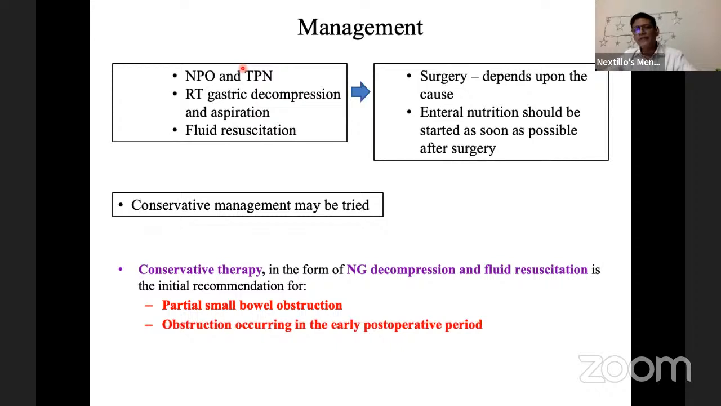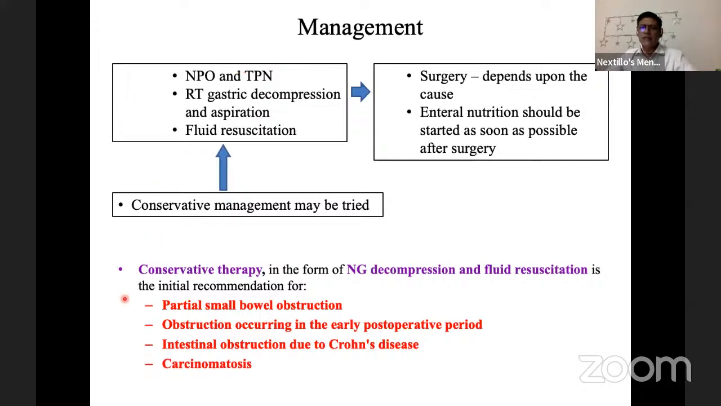We may try conservative management in intestinal obstruction due to Crohn's disease, and it may also be tried in intestinal obstruction due to carcinomatosis. So conservative therapy may be tried in a number of scenarios where, for a period of around 4 days to 1 week, we try non-surgical management. But if the patient does not respond, then we go in for surgery. And if it is post-surgery, then we go in for a reoperation.